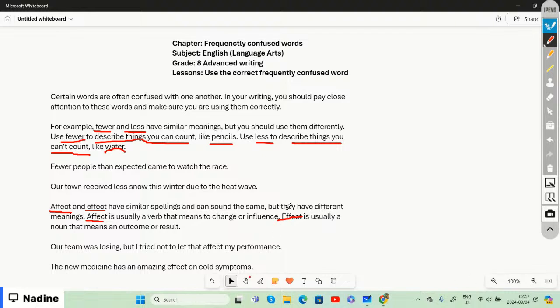And then we have another sentence that says, the new medicine has an amazing effect on cold symptoms, meaning that we have tried out this specific medicine and the results of people or kids taking this medicine is amazing. Because remember, we said that effect means either the outcome or the result of something.